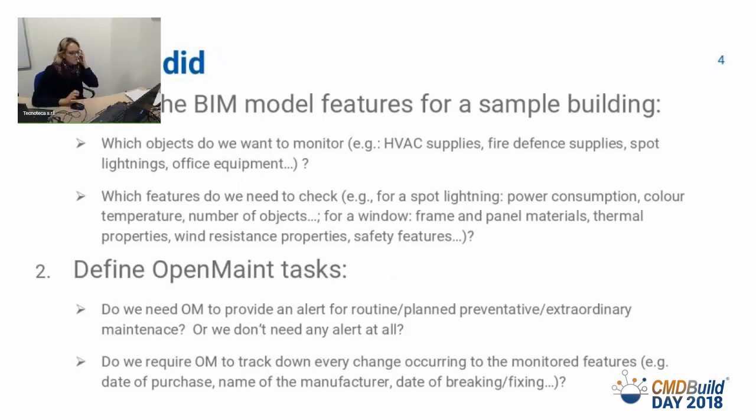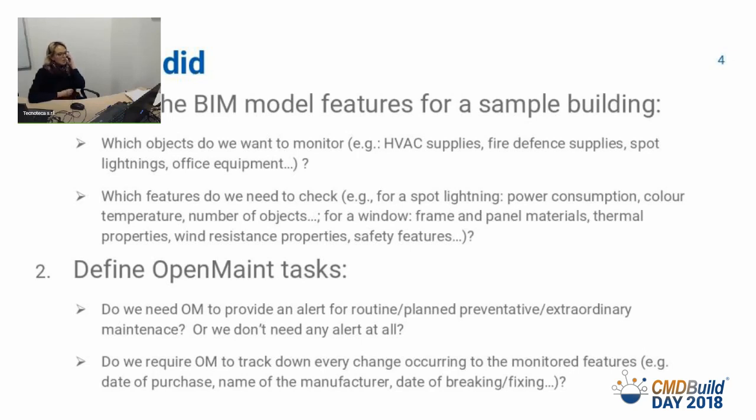What we did was to define the BIM model features for a sample building, which means that we had to decide which objects we wanted to monitor. For instance, the supplies for heating and cooling, or fire defense supplies, spot lightings, and so on. And what did we need to check about those supplies?